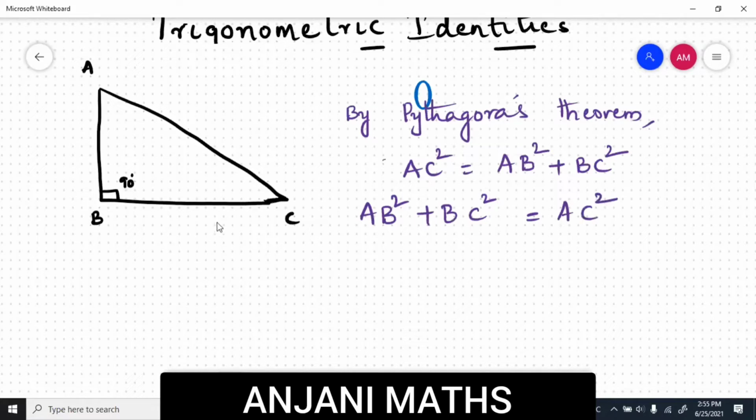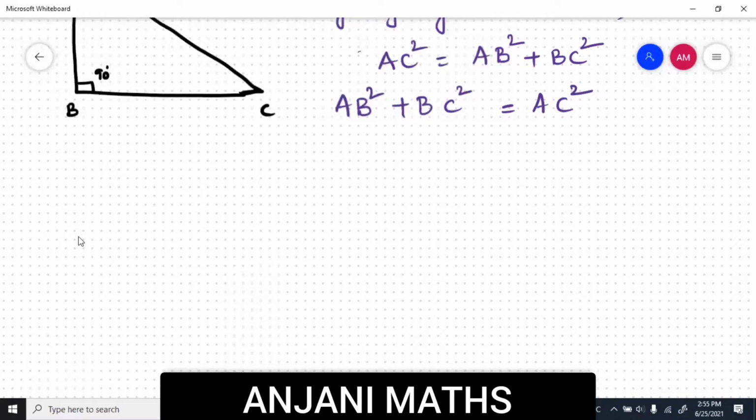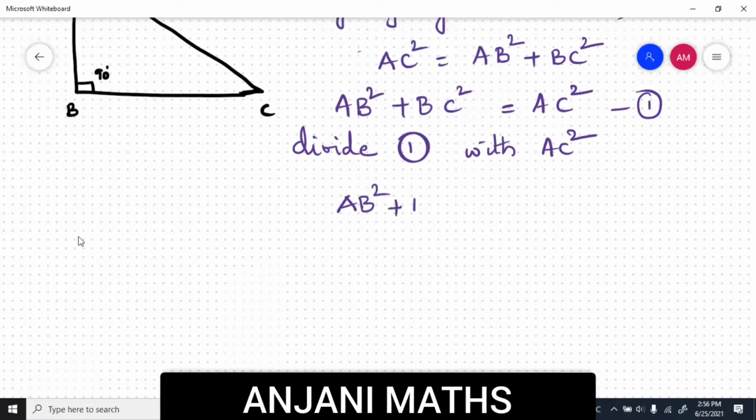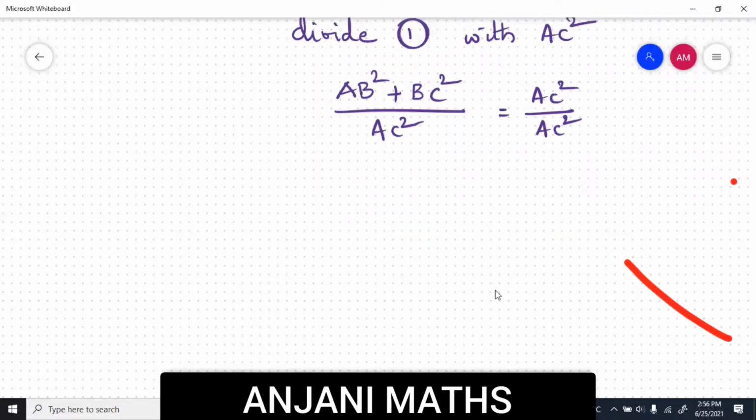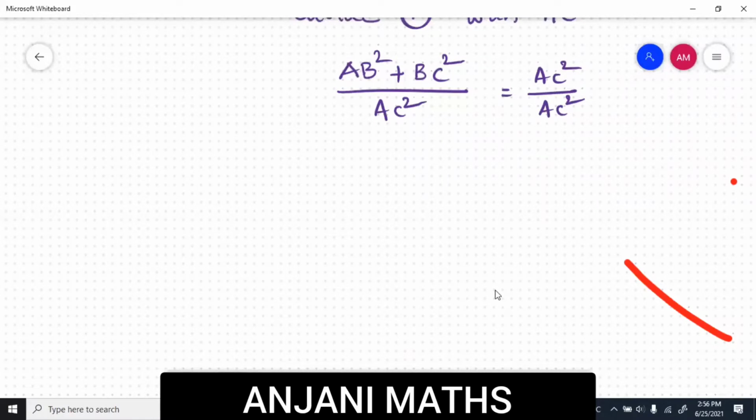Now divide the whole equation with AC square. Divide equation 1 with AC square. So we get AB square plus BC square by AC square is equal to AC square by AC square. So what is A plus B by C? It's nothing but A by C plus B by C.